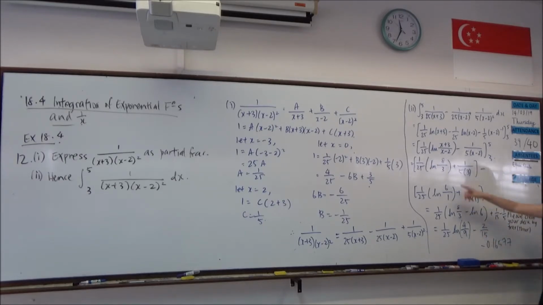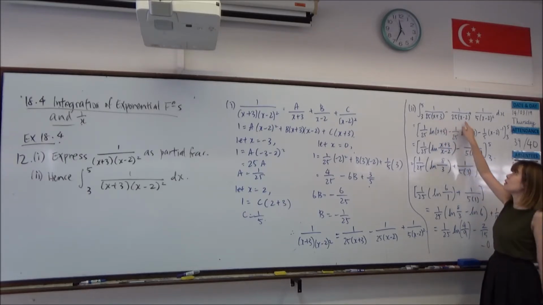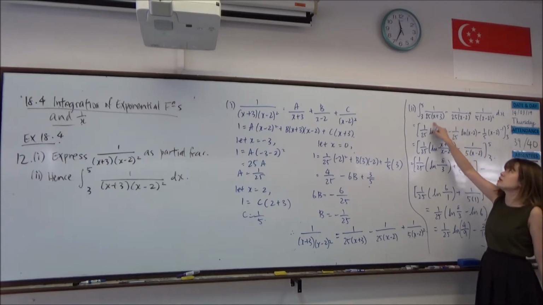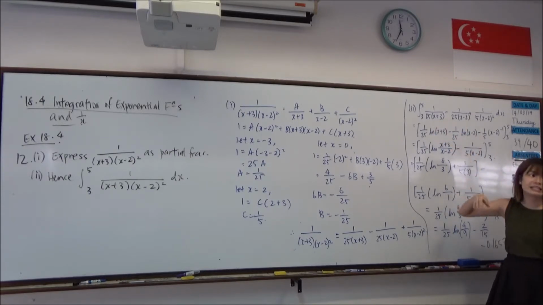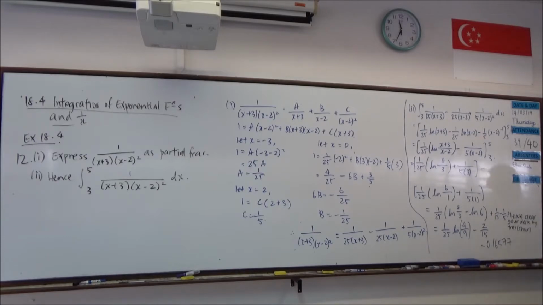Take note, don't be careless. These are power negative 1 factors, meaning they are in the denominator, only a power of 1. After this one is a power of negative 2, or power of 2, depending on how you see it. In the denominator it is power of 2.